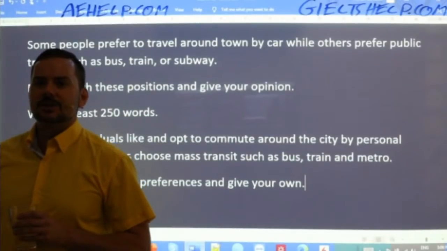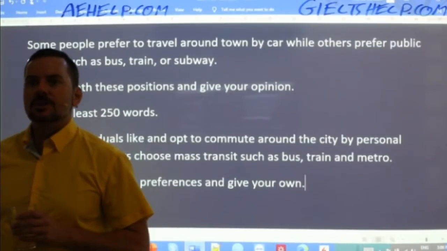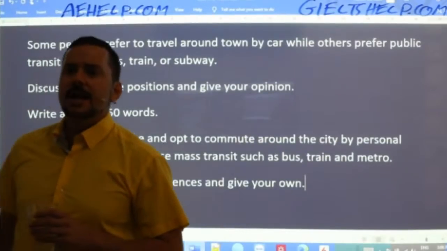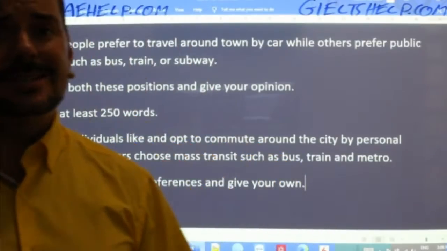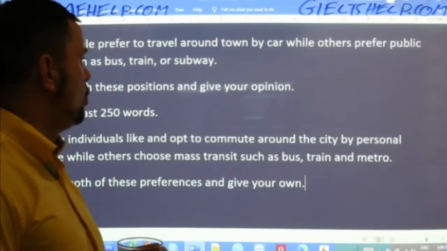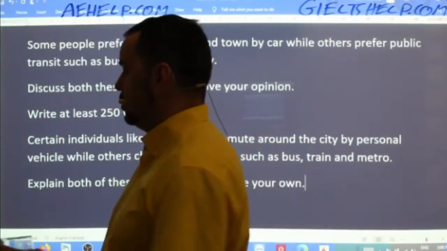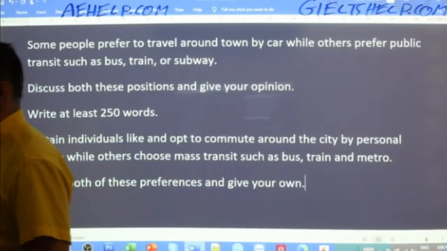Samuel says, while certain individuals prefer to travel by their personal transport, personal vehicle, a little bit better, Samuel, others favor public transport to do so. Good. Different ways and staying close. Notice how the question doesn't say what are the advantages and disadvantages and so on. So you have to be careful here to pay attention to the question.